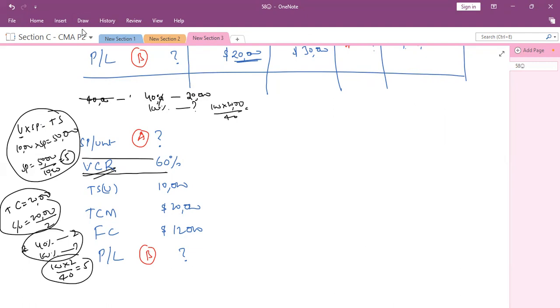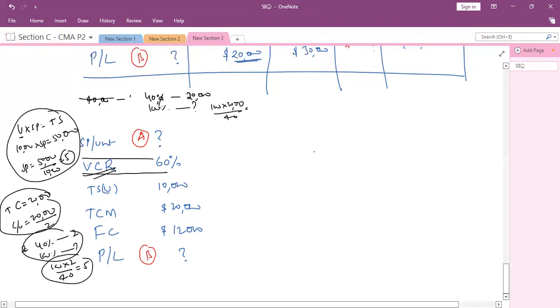Up to the previous discussion, Prasad, is it clear to you? Yes, clear. Perfect. What I am doing: sales minus variable cost is equal to contribution, correct? Yes. From this we will deduct fixed cost, and you will get what? Profit, correct?